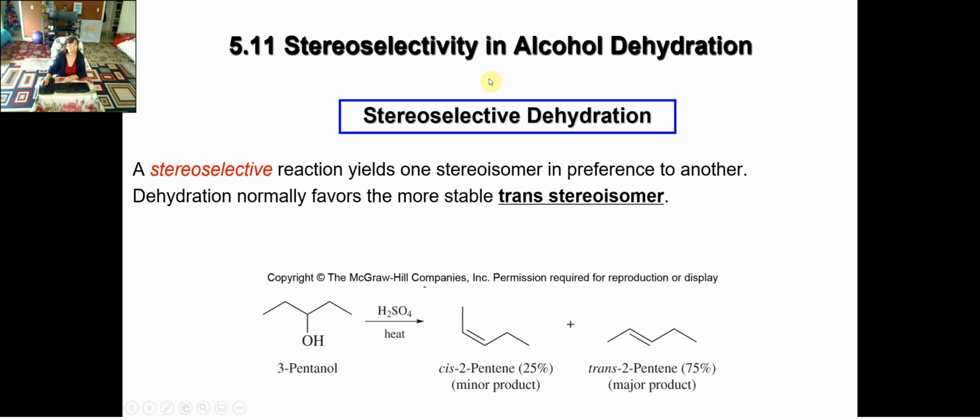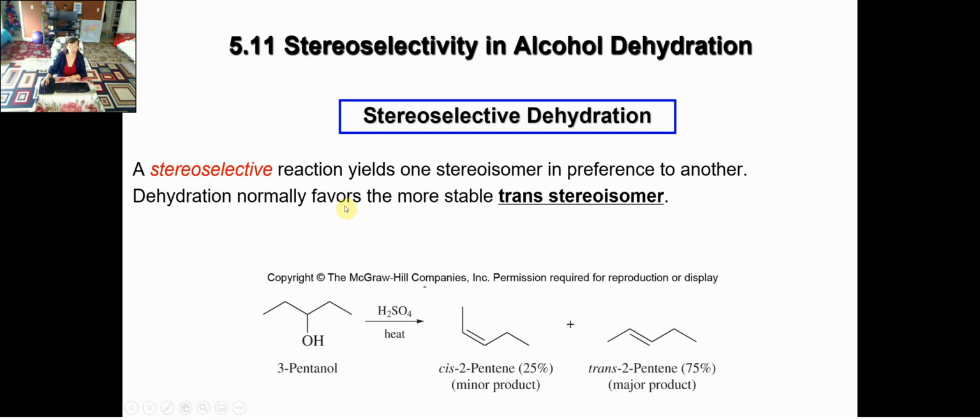Your selectivity also has a stereoisomer preference. In this case, a stereoselective reaction yields one isomer in preference over another one. So which isomer is more stable? Usually the stereoisomer with the 2 similar groups located in opposite positions, to eliminate the van der Waals strain, to mitigate the steric strain, steric hindrance.